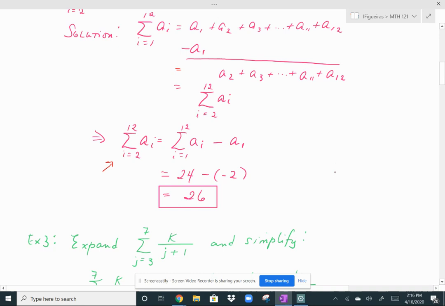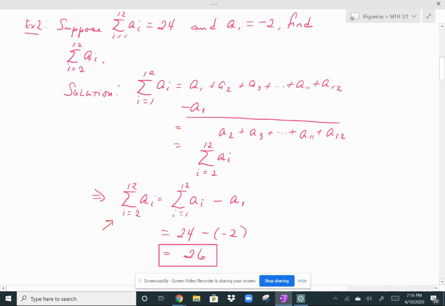So it's given in the problem that the summation from 1 to 12 is 24. That's right here in the original problem. And a sub 1 is negative 2. That's right here. When you plug in the numbers, you get that the sum as i goes from 2 to 12 has a value of 26.